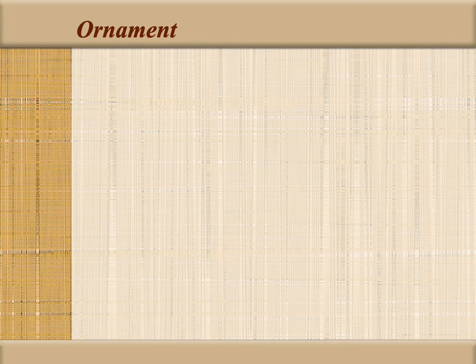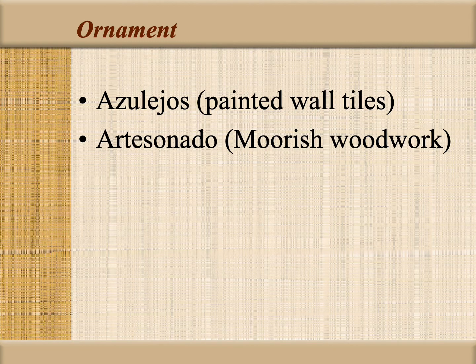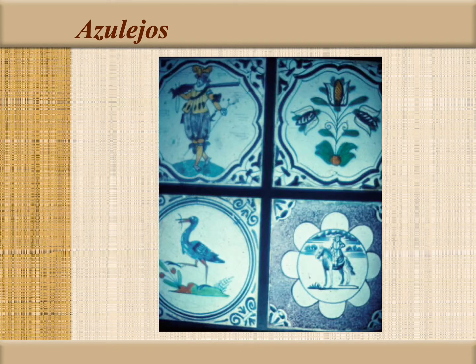So lastly, going on with more ornament, you have the azulejos, which are the painted wall tiles, which we've seen quite a bit throughout this lecture, especially when looking at those dados. Then you also see the artesonado, which is that Moorish woodwork, and we've also seen this before too. So this is the azulejos. You probably recognize these. They're very much a staple of Spanish architecture and Spanish style.